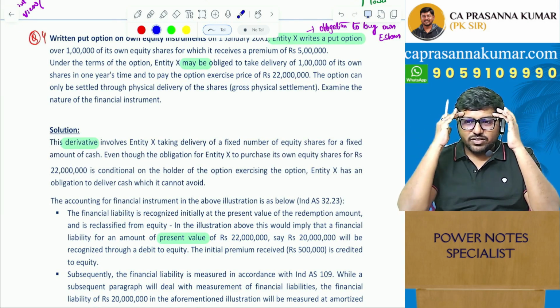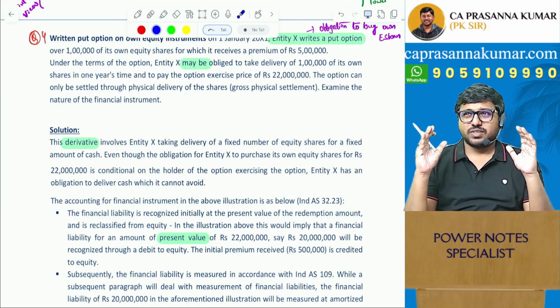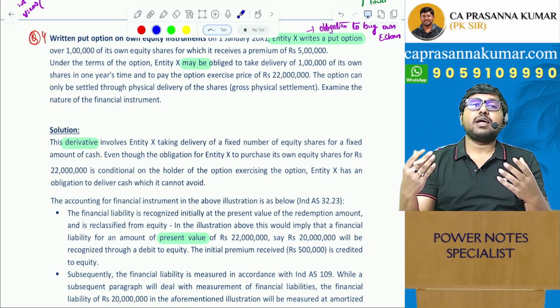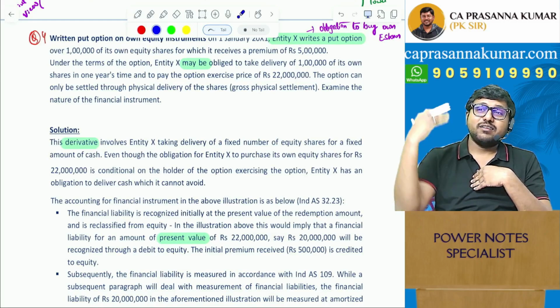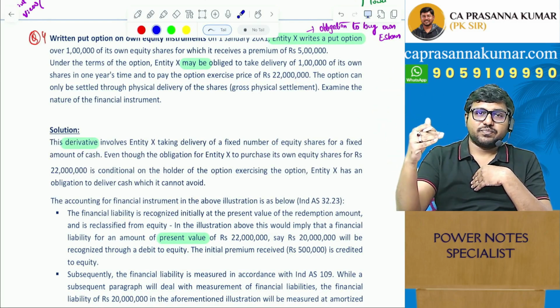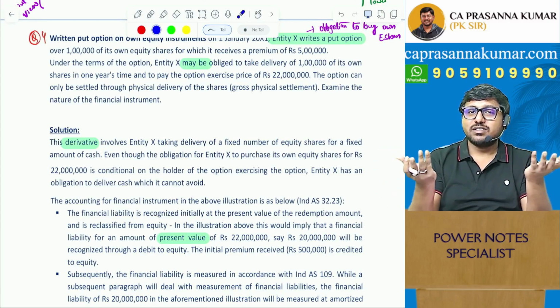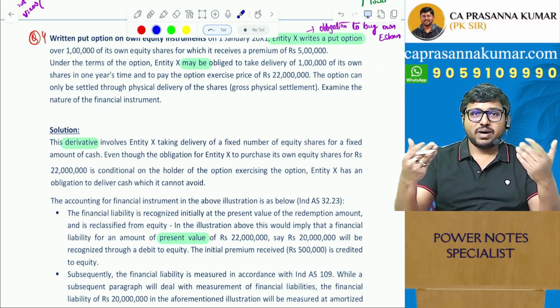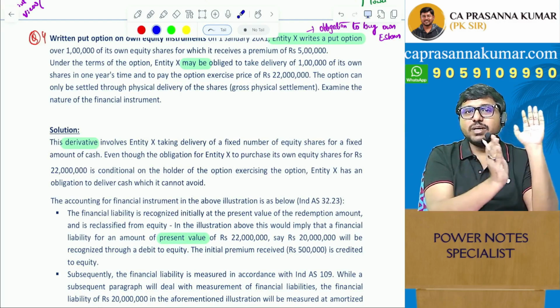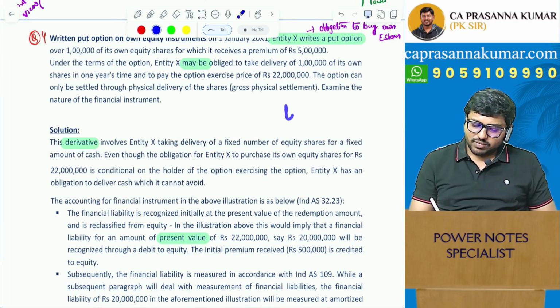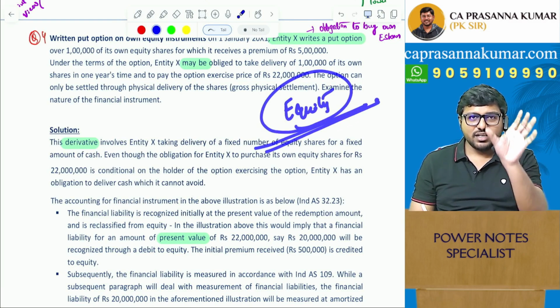So right now, just try to understand. I entered into an option contract where I have an obligation to buy my own equity shares, provided the other party exercises the option. Till the time he exercises the option, where are my equity shares? They are there in the market only. I'm not buying them. So they will be in my balance sheet. Right now my equity shares are in the equity column of my balance sheet. Correct? It is under the name equity.